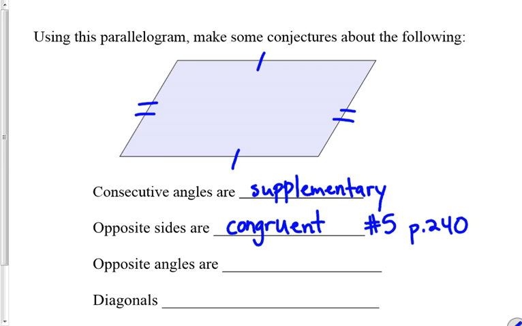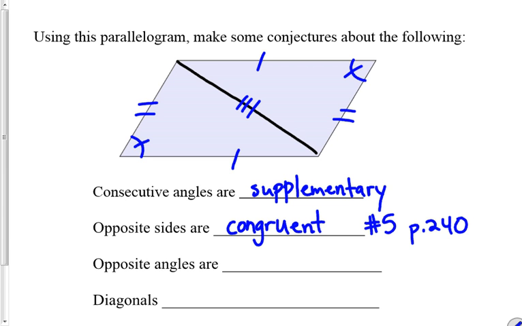Well, what if I drew in a diagonal here? No, that's not the best diagonal. Let's do that again. There we go. That's a little bit better. And created two triangles, triangle 1 and triangle 2. Well, notice we already have some congruent sides because we know opposite sides of a parallelogram are congruent. And this diagonal would be congruent to itself. So we could prove that these two triangles are congruent by side, side, side. Therefore, by CPCTC, their angles are congruent. So that means that this angle would be congruent to this angle.